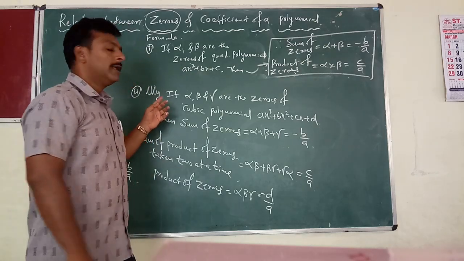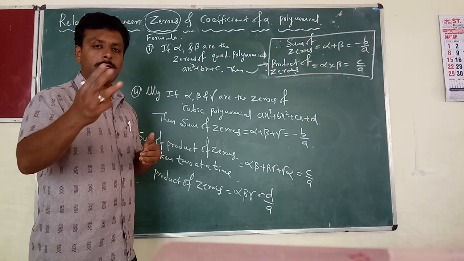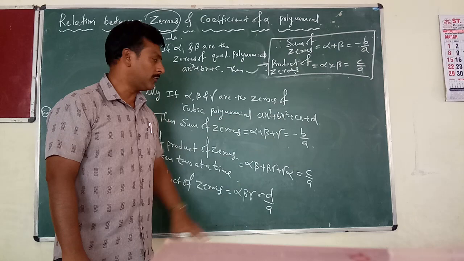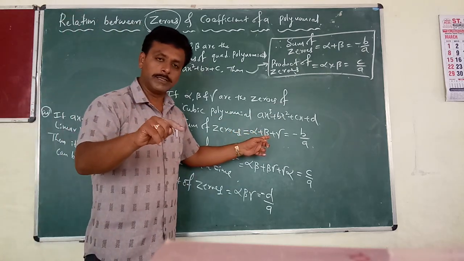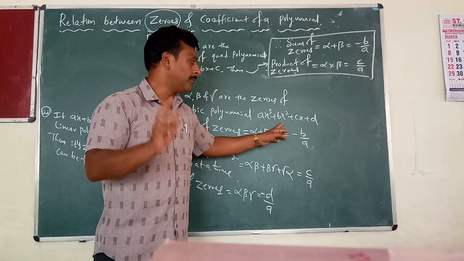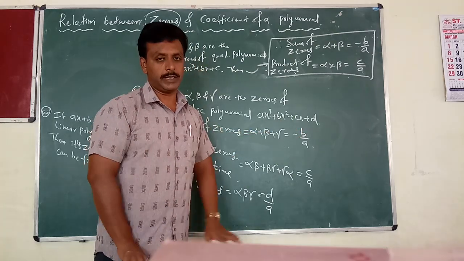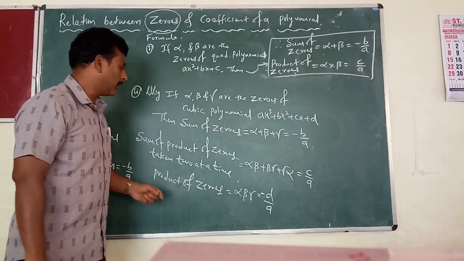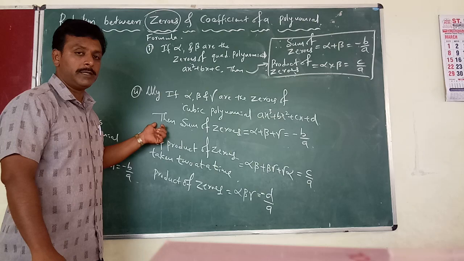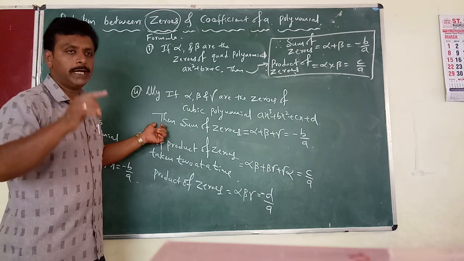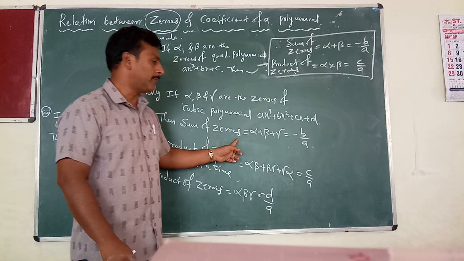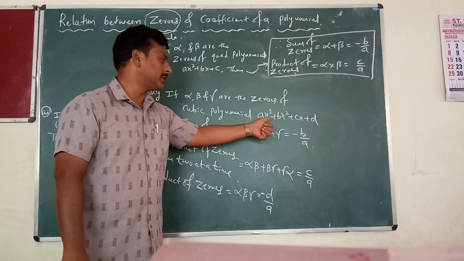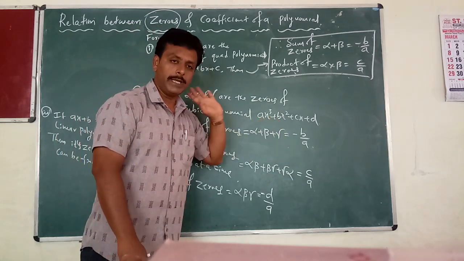Similarly, a cubic polynomial has three zeros. Let us consider alpha, beta, gamma as the zeros of the cubic polynomial, whose general form is ax cube plus bx square plus cx plus d. It has three formulas. First, the sum of the zeros, alpha plus beta plus gamma, is minus b by a.